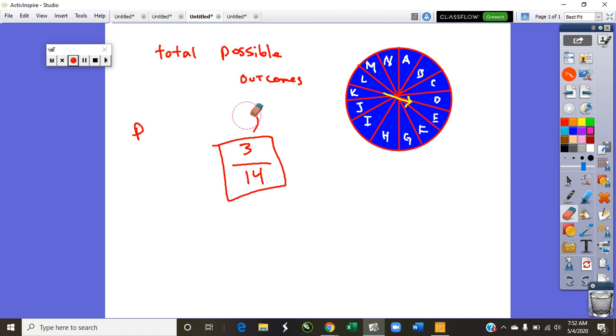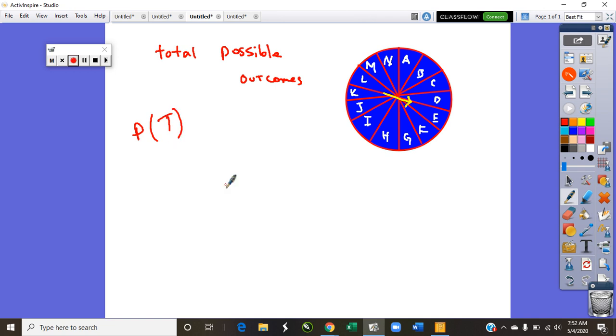Okay, what if I said I wanted you to find the probability of spinning a T? How many T's are up here? Doesn't matter yet because there are 14 possibilities. Any one of these could be a T. However, do you see a T up here? No. So what would my probability of spinning a T be? 0. 0 out of 14. All right? Simple probability, or probability of simple events.